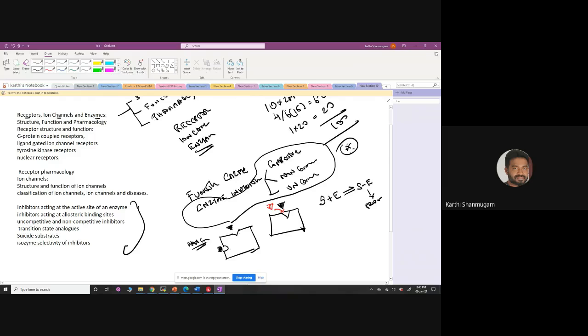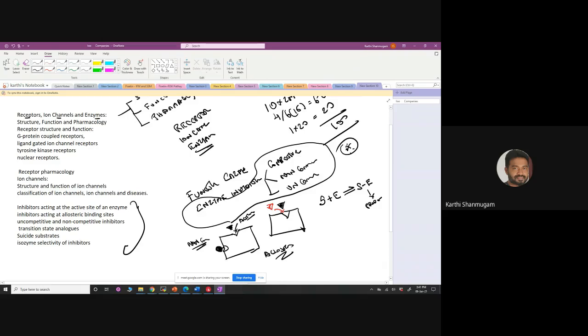This is the main binding site, which we can call the active site, where the substrate goes and binds and gets converted into the product molecule. This is the inhibitor, which has a different binding site. It is not the active site, so it binds to a site called the allosteric site. Very important, you have to remember this. This site is called the allosteric site.